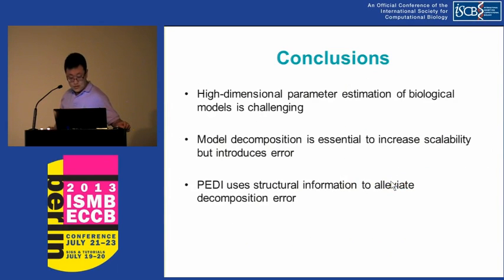So to conclude, we have shown that high-dimensional parameter estimation is very challenging. And we believe that the way to get scalability is to decompose the system. But keep in mind that whenever you decompose your system, you introduce additional errors. So you need to find a good refinement procedure in order to reduce your errors.